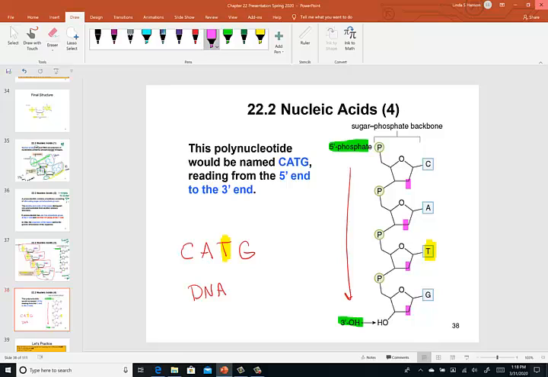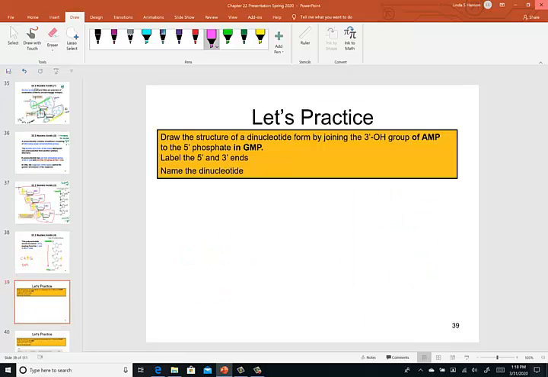DNA. So you have a sugar phosphate backbone, the phosphates and then the sugar, and then on the interior you see a sequence of bases. You read them always from the 5' to the 3' end when we're naming the bases. Are you ready to practice?